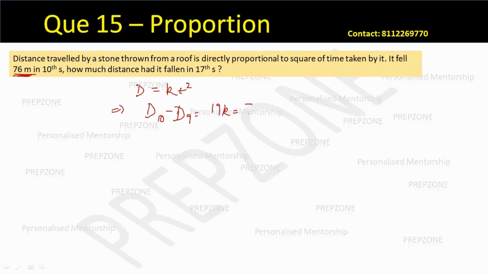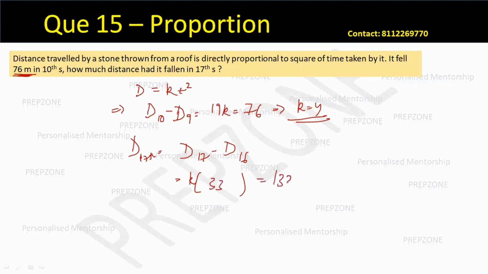19K is equals to 76. So K will be equals to 4. You have to calculate D17 in 17 seconds. This is nothing but total distance traveled in 17 minus total distance traveled in 16. You know you have a square here. So this is k into 17 square minus 16 square, which is 17 minus 16 into 17 plus 16. So this is 33. K is 4. So answer has to be 132.